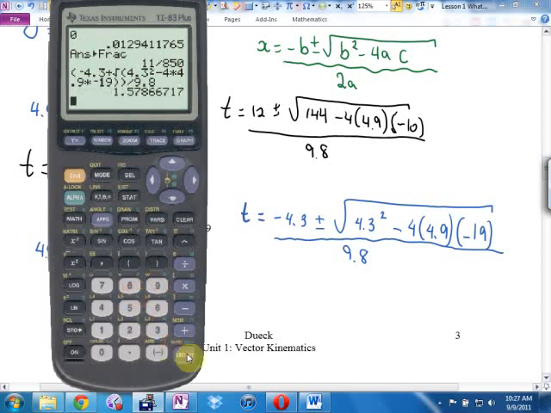I think for one of your roots, you're going to get 1.58. Yes? Why would 1.579 be wrong? What did we say yesterday? What was my 30-second sig fig lesson for the entire year? What did I say? Every answer is going to be what? 2 or 3 sig figs.